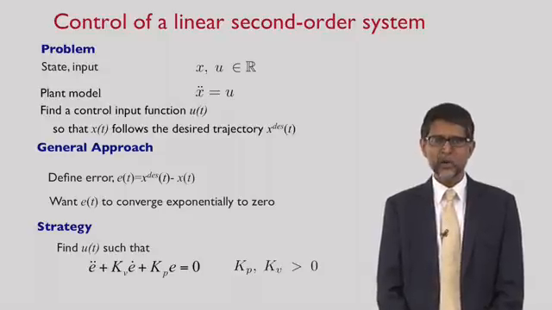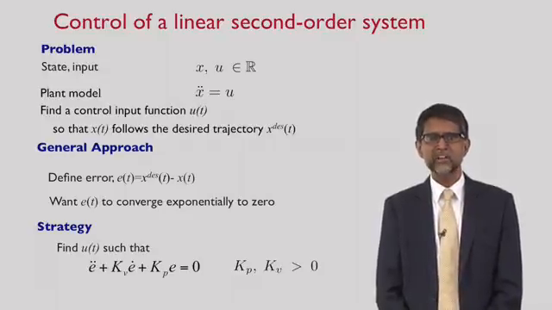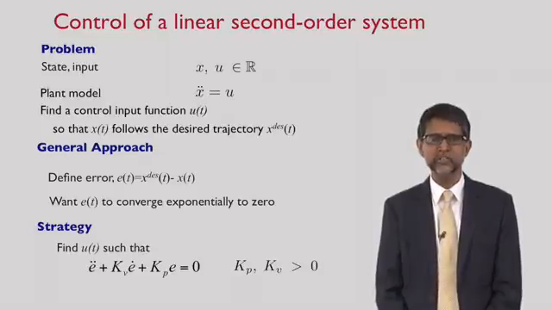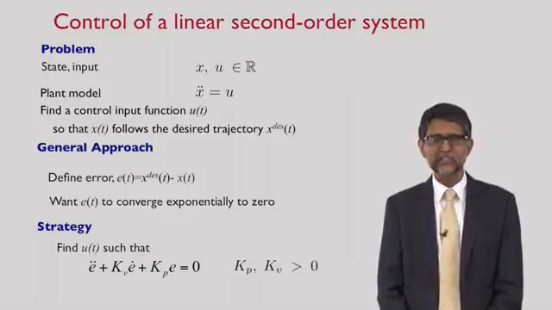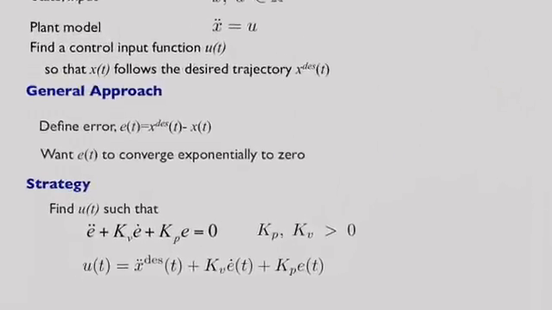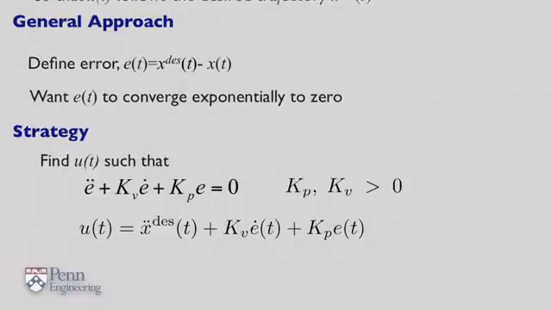Why this differential equation? Well, in this differential equation, there are two unknowns, Kp and Kv. If I select appropriate values of Kp and Kv, more specifically, if I ensure that these values are positive, I can guarantee that this error will go exponentially to 0. The control input that achieves that is given by this very simple equation. Again, the only reason I'm pulling out this control equation is because I want the error to go exponentially to 0, and that'll ensure that x tends to x desired.